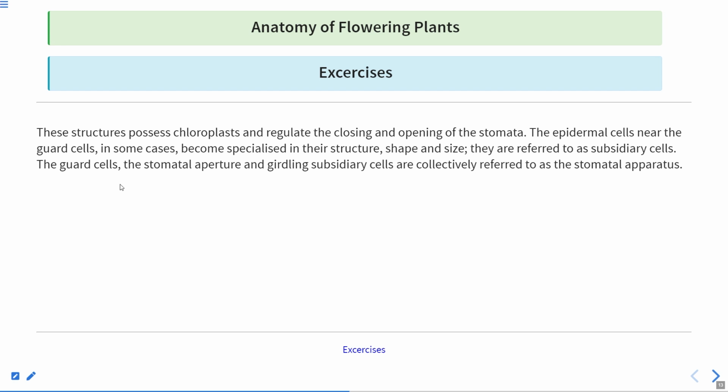The guard cells, the stomatal aperture, and the girdling, meaning surrounding, subsidiary cells are collectively referred to as the stomatal apparatus. So three things are there, and you have to remember what makes up the stomatal apparatus: the guard cells, the stomatal aperture, and the girdling subsidiary cells, collectively referred to as the stomatal apparatus.